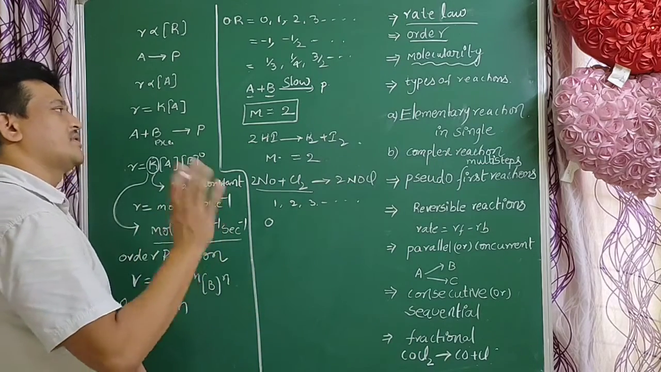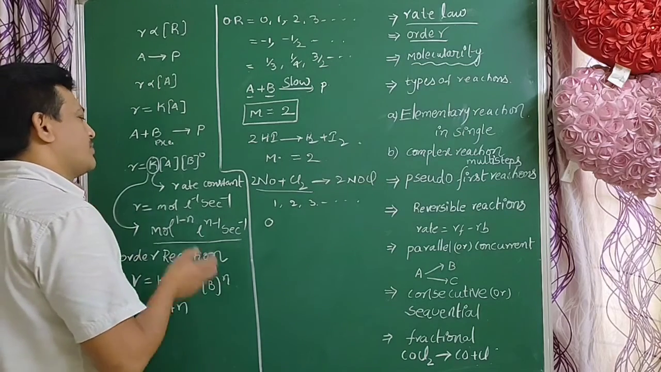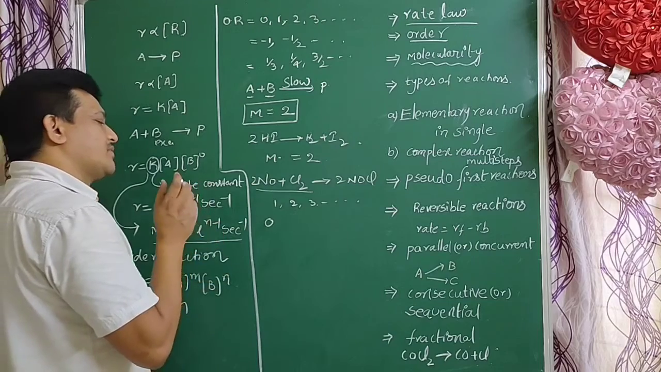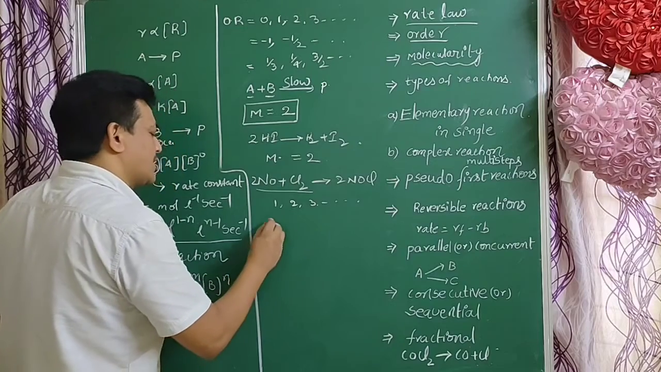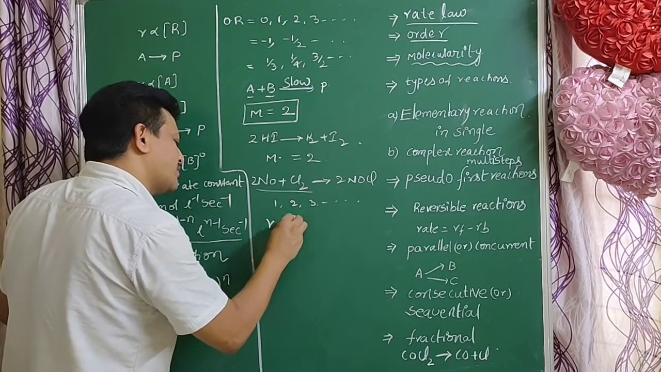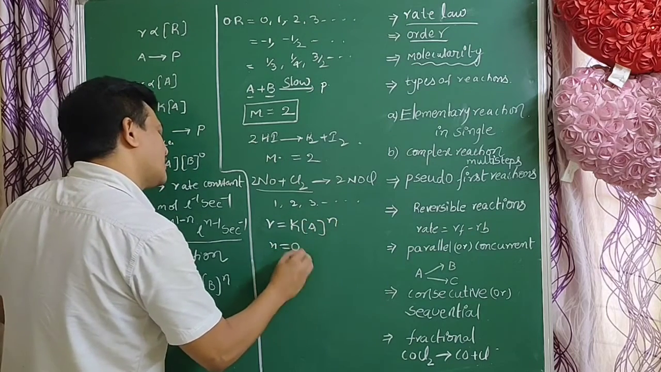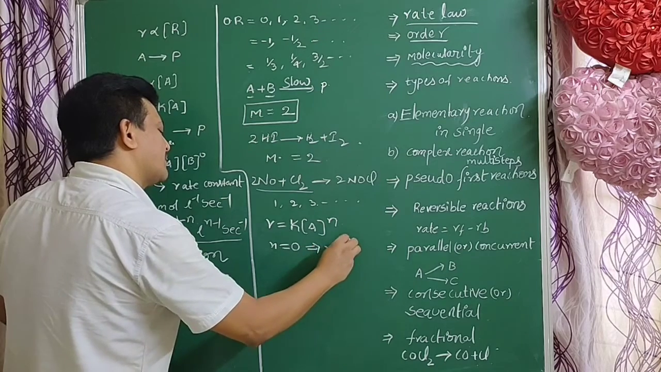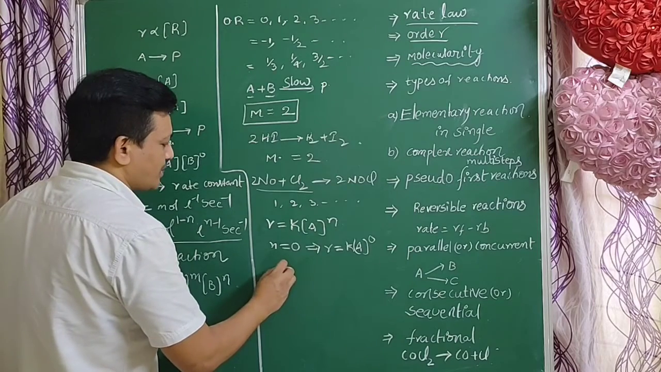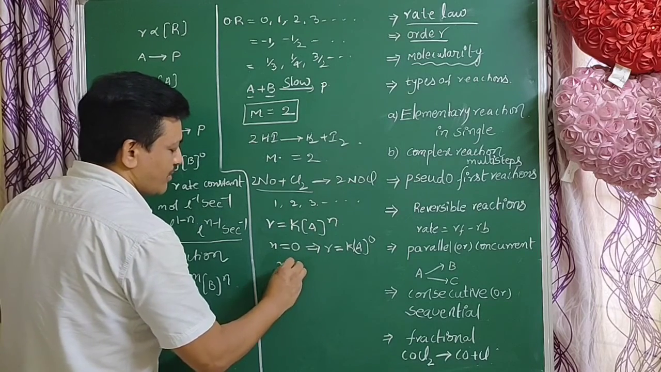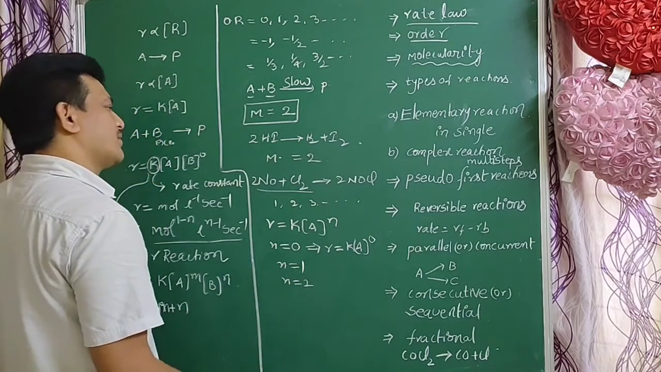Molecularity cannot be 0, but order 0 reactions are there. Here the sum of the powers of all concentration terms equal to 0 is the 0 order reaction. For example, rate equal to K into A power N. So N equal to 0, that is the 0 order reaction. N equal to 1 is the first order reaction, N equal to 2, second order reaction, N equal to 3, third order reaction.